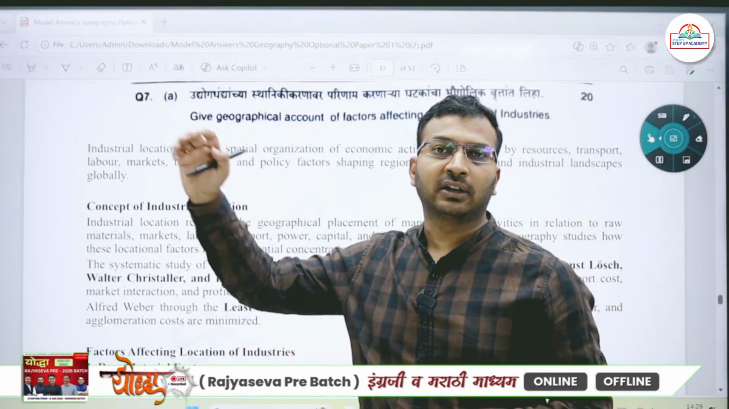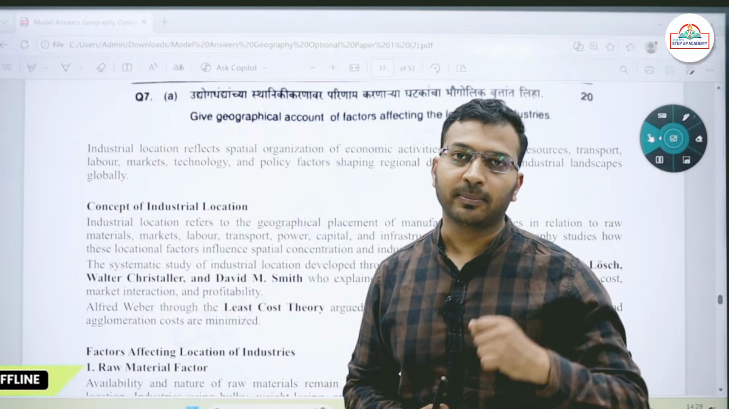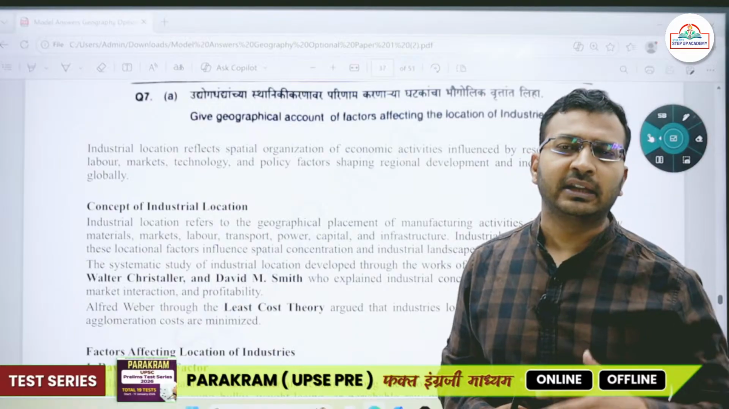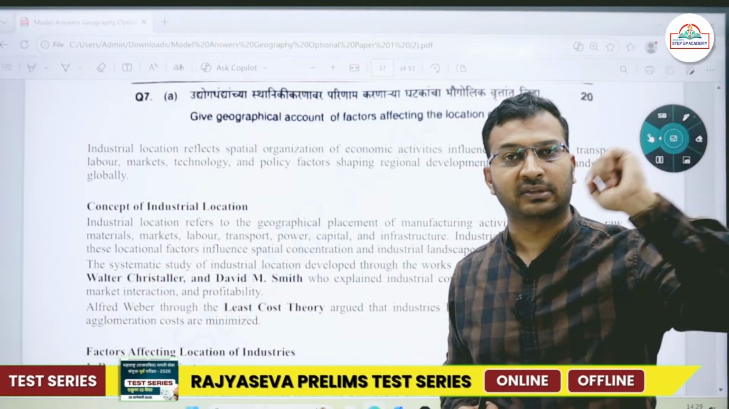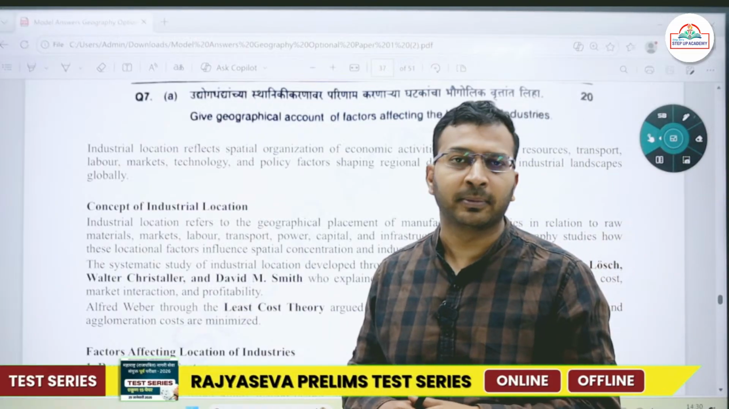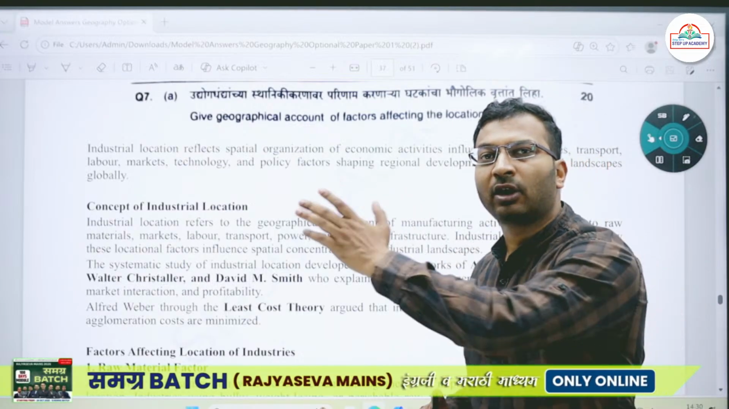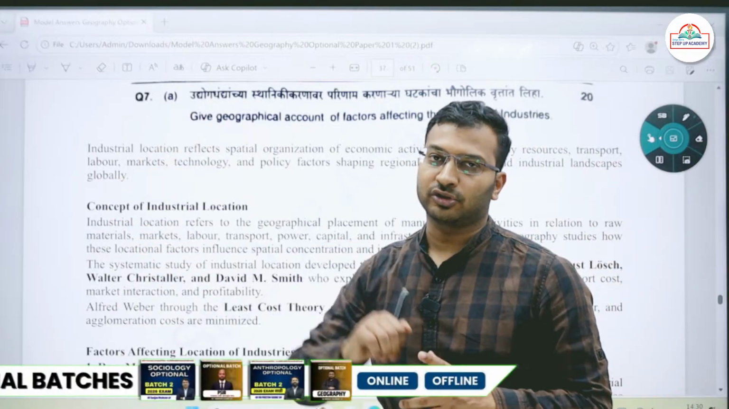Then the next factor is labor. The cost of labor is very important in determining the location of industries. For example, most of the initial industrialization took place in the western nations, for example western Europe and the USA. But slowly and steadily the industries from that region have now migrated towards the Asian side. It is because of the cost of labor.